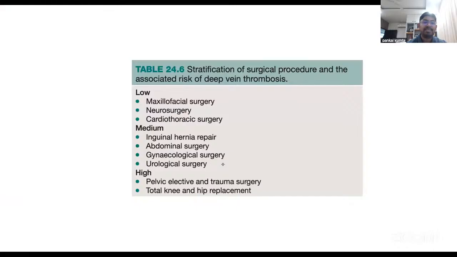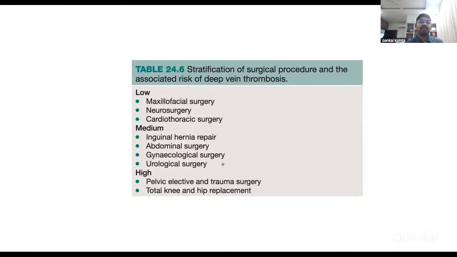So the simplest way to understand here is stratification for deep vein thrombosis. Wherever the leg movement is reduced or cannot be moved as much as possible, then it is going to have the highest risk. Simplest way to remember. So highest would be any pelvic elective trauma surgeries, trauma, total knee or hip replacement. Wherever the lower limb movement is restricted, that is where you have the highest risk.